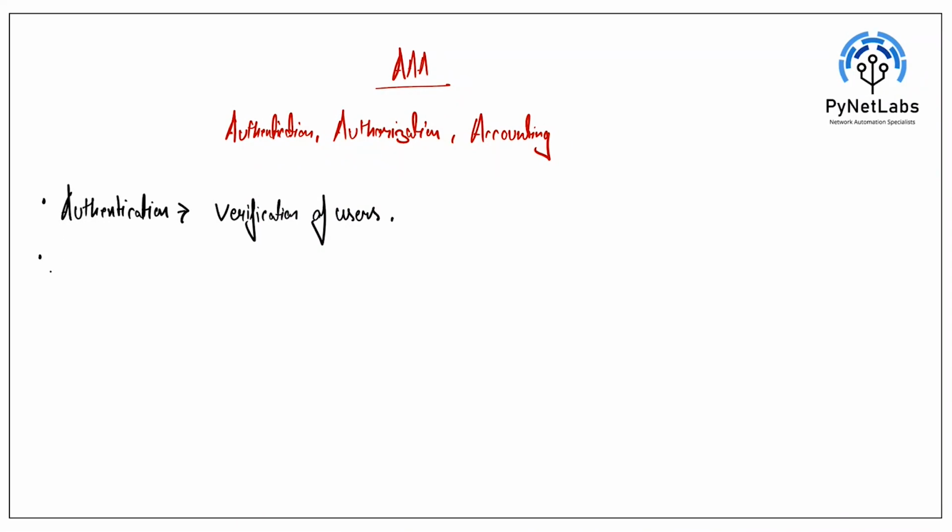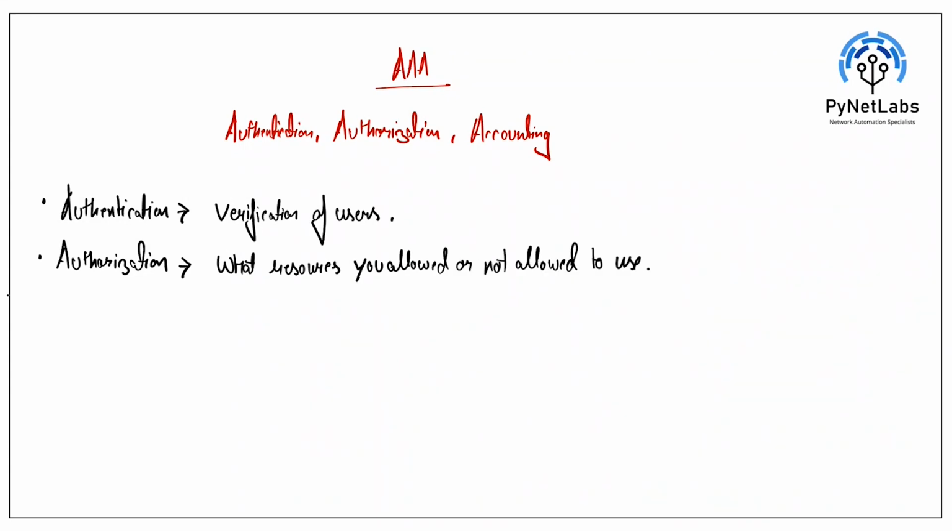Then we have the authorization. Authorization refers to something like, once you are authenticated and you are an authorized user, what resources you are allowed to use, or not allowed to use. Then lastly, we have accounting. Accounting is nothing but keeping track, like keeping the logs.